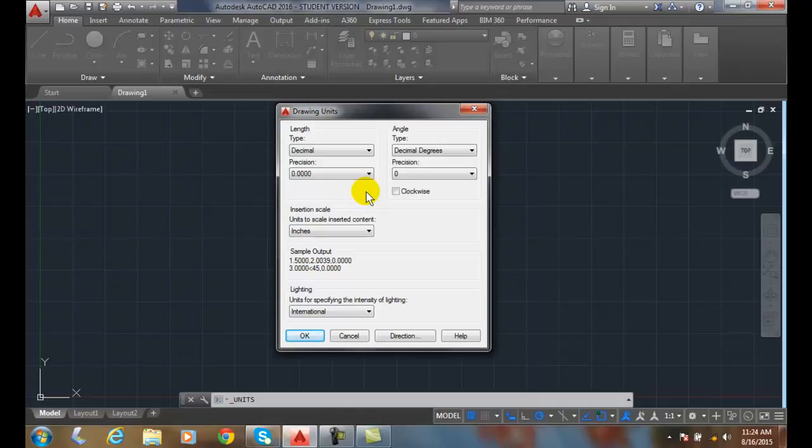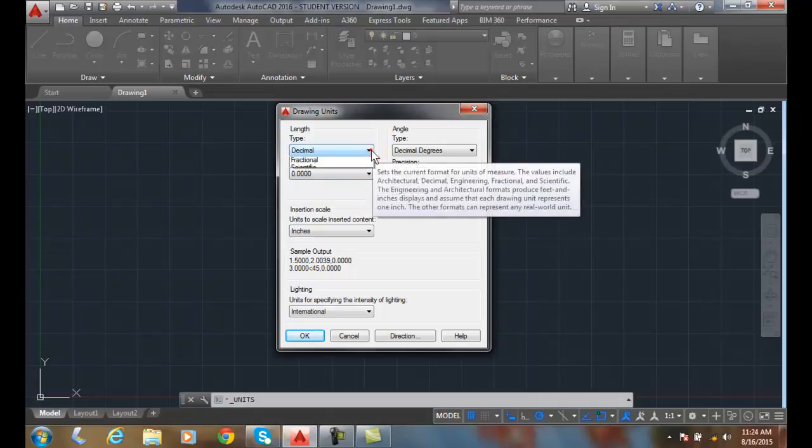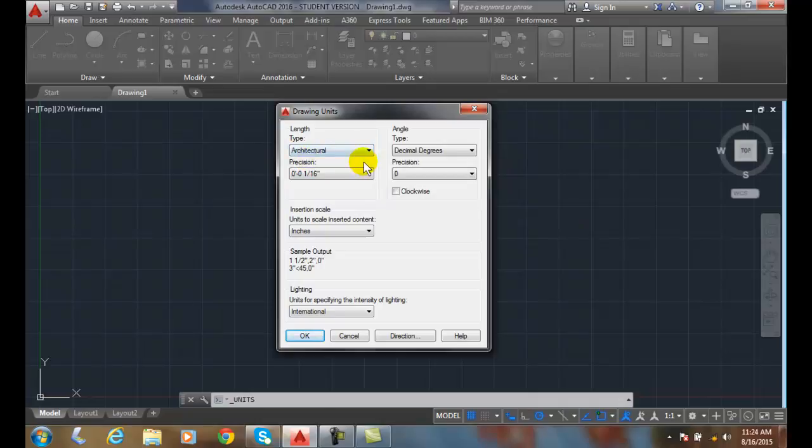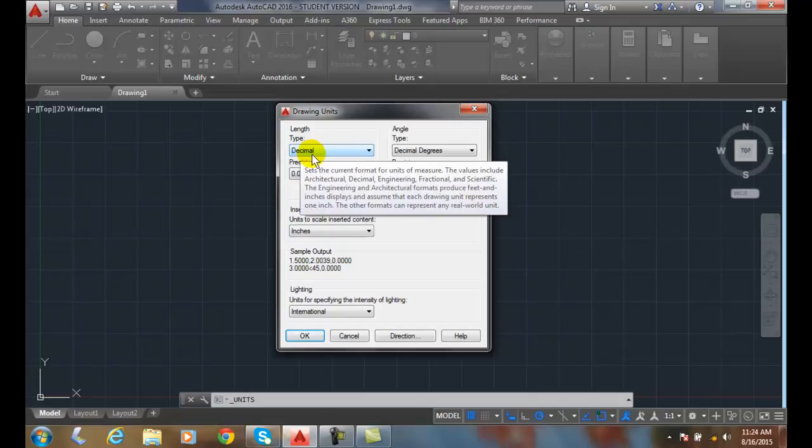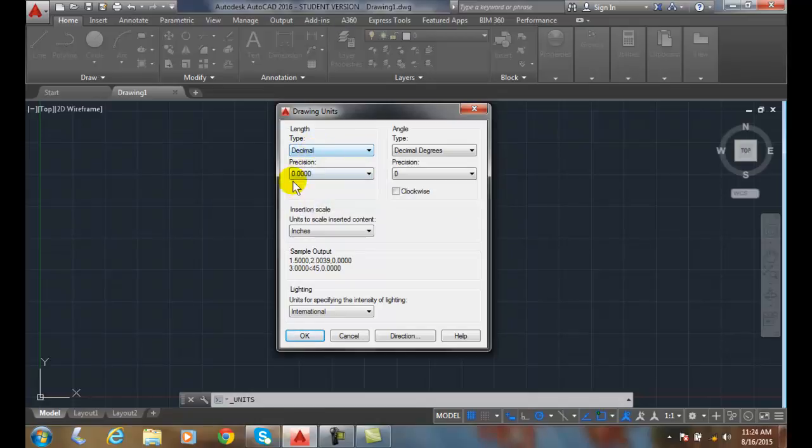Typically we're going to use 2 basic types here. When I click on the types, we're going to either go with architectural for any of our construction management or architecture type projects, or we're going to go with decimal for things like welding, mechanical, machine tool, structure, actually package design is decimal. It's kind of a mechanical. They have to make the packages.